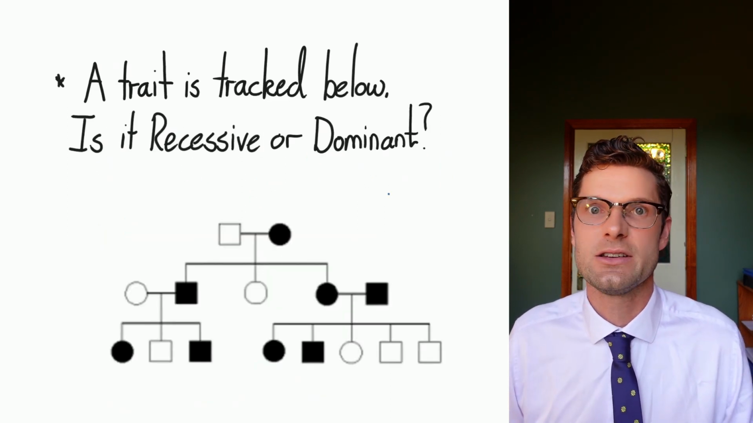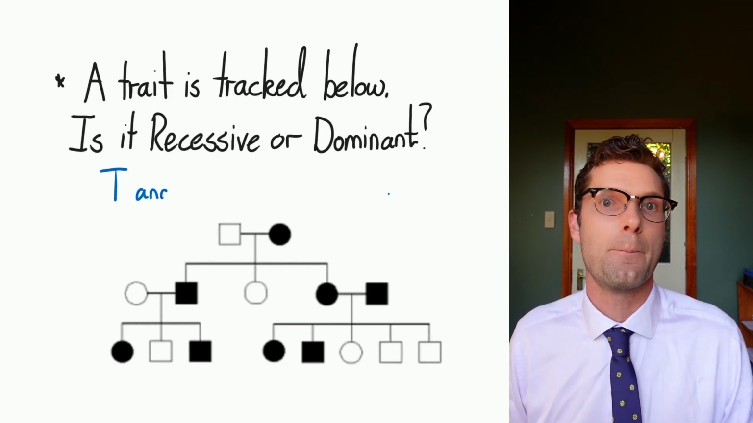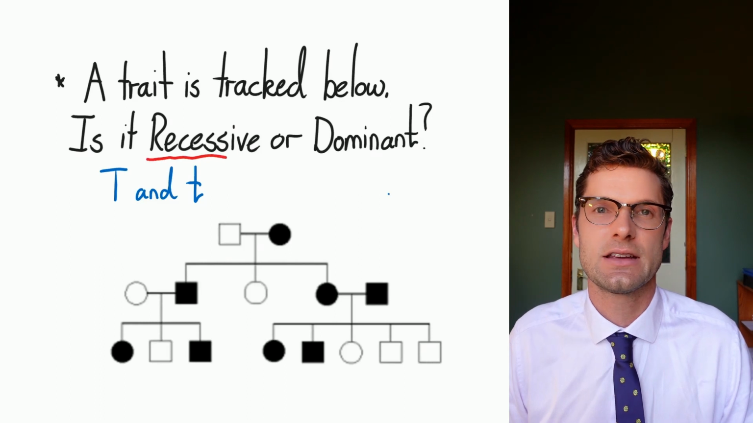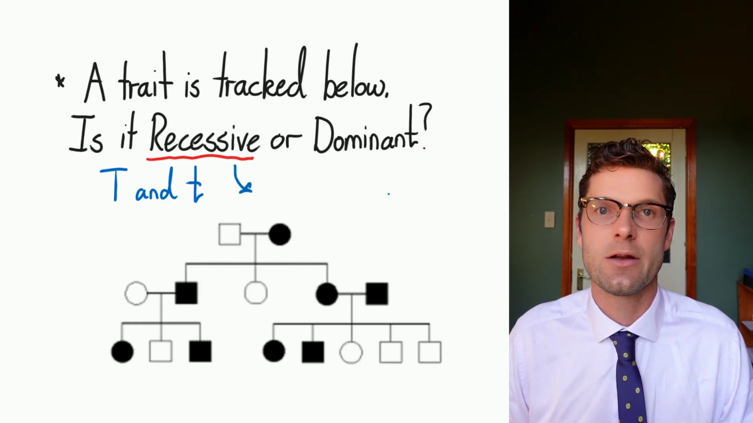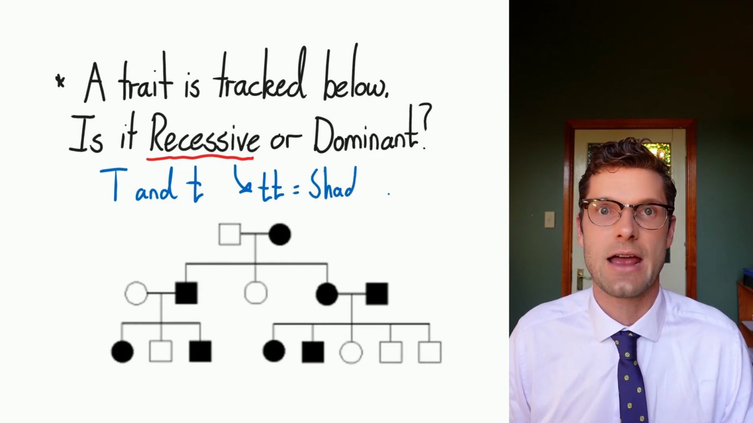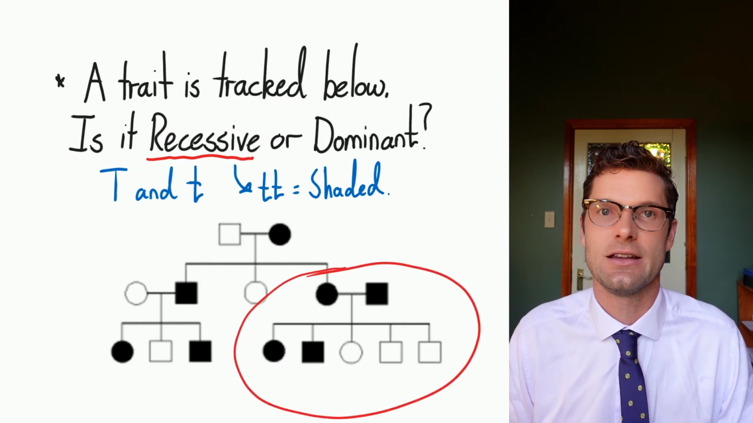Now we're going to look at another question that's almost exactly the same. Immediately we've got to assign our letters. We've got big T and little t for this one. We are going to look at our recessive information first again, and recessive for this one would mean that little t would be shaded in. Again, we've got to look at our parents that are the same with a kid that is different. So over here, we've got 2 shaded in parents with some unshaded in kids.